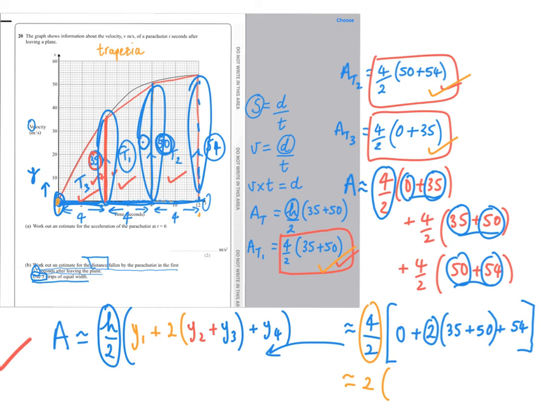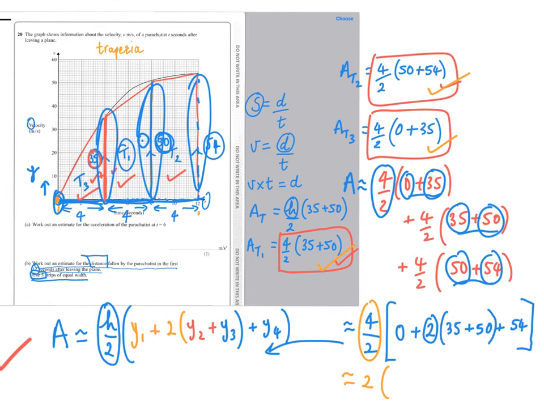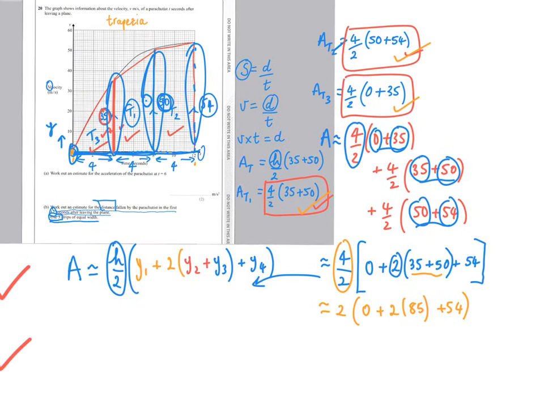And then we can say, in the bracket we're going to have 0 plus 2 lots of 85 plus 54, which is going to give us 2 lots of 170 plus 54. 170 plus 54 is 224, times the 2 is, well, 448.